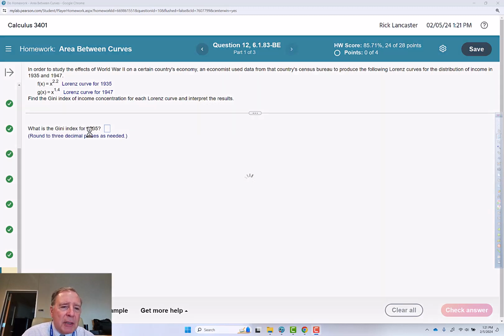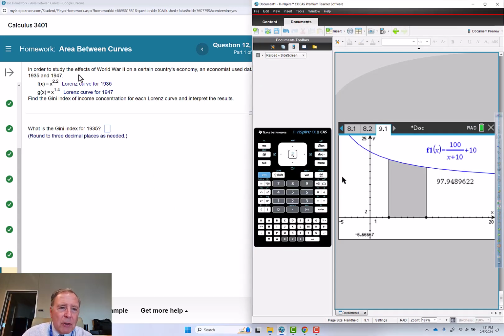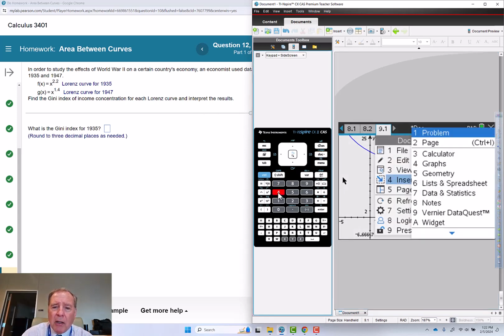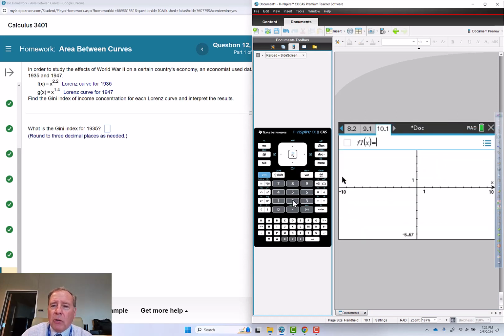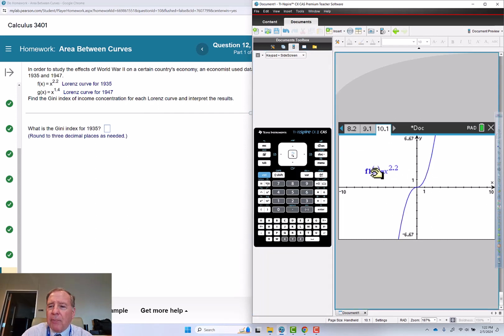What was the Gini index for 1935? So without worrying about exactly what this Lorentz curve and Gini index is, we're just going to put these two functions in a graph. I'm going to start a new problem, doc 4, 1, 2, and I'm going to put x to the power of 2.2 and down arrow to put that in.